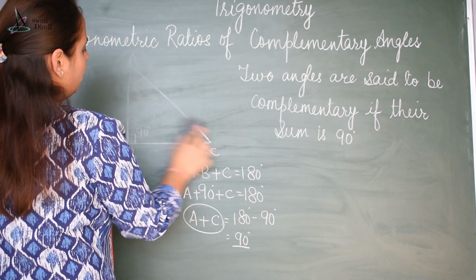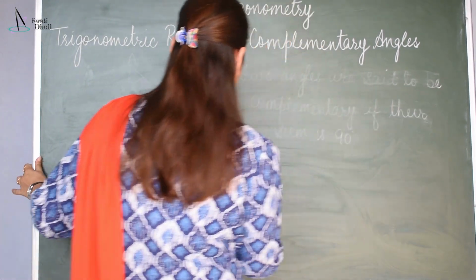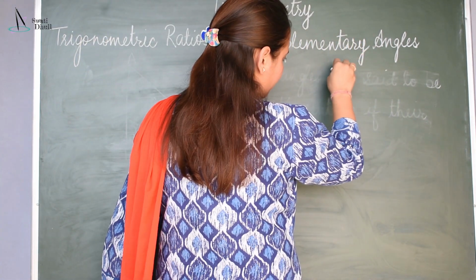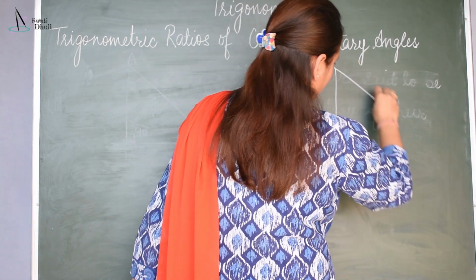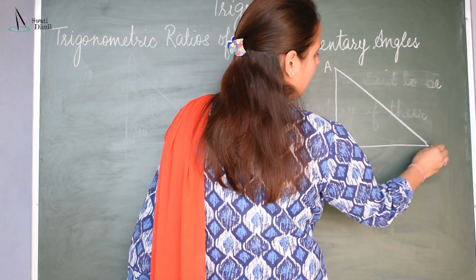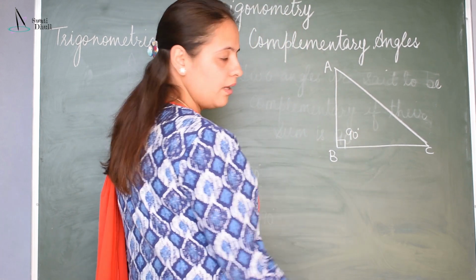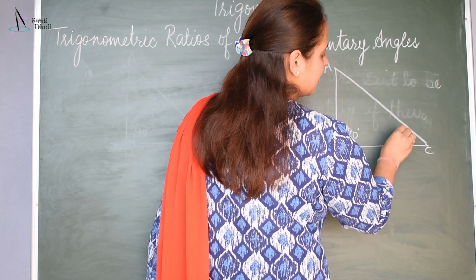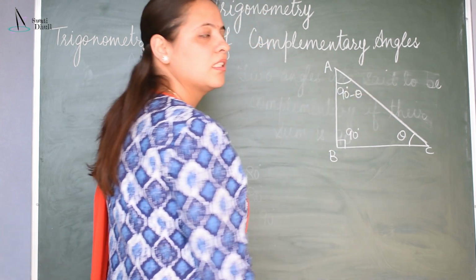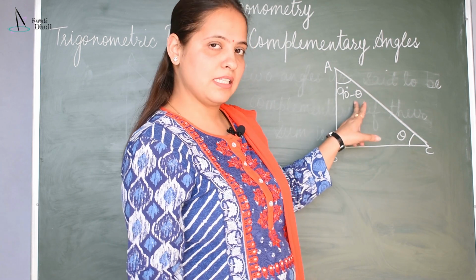Now we'll discuss the trigonometric ratios of complementary angles. Now see, if I have a right angle triangle, let it be A, B and C. Now this angle is 90 degree. If I suppose this angle is theta, then this angle will be 90 minus theta. Now we'll find out the trigonometric ratios for this angle as well as for this angle.